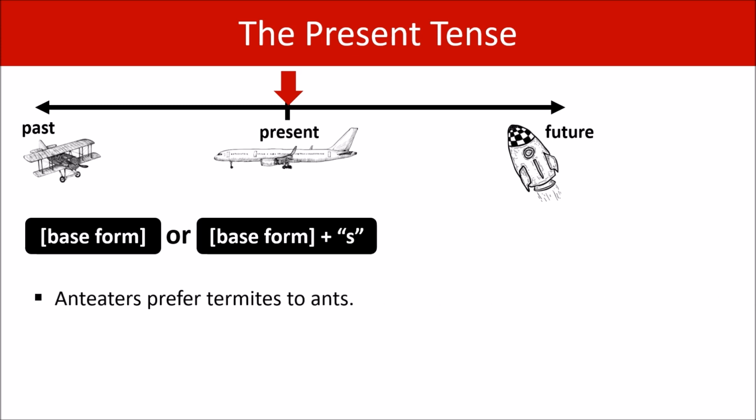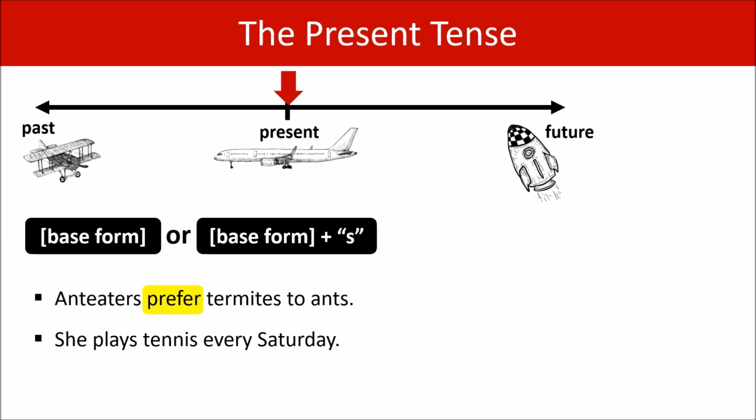Anteaters prefer termites to ants. So here we have prefer. This is the present tense. It is the base form of the verb to prefer. It's the version you would find in the dictionary if you looked it up.